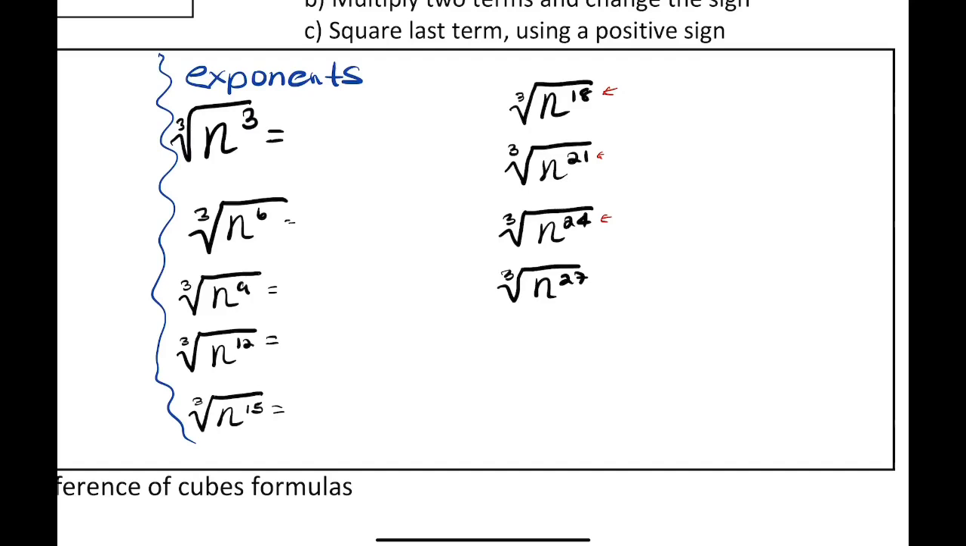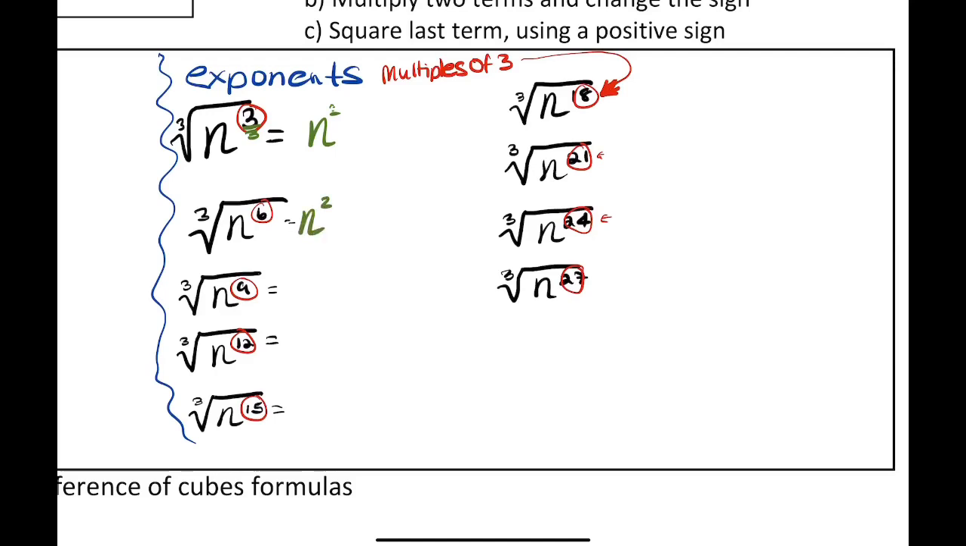But what you might notice is that in order for an exponent to be a perfect cube, it just needs to be a multiple of 3. So if you have multiples of 3, then exponentially we're talking about perfect cubes. The cube root of n to the 3rd is going to be 3 divided by 3, which is just going to be n to the first. You don't need to necessarily show the 1 when it's got a power of 1, but it's there. 6 divided by 3 is 2.